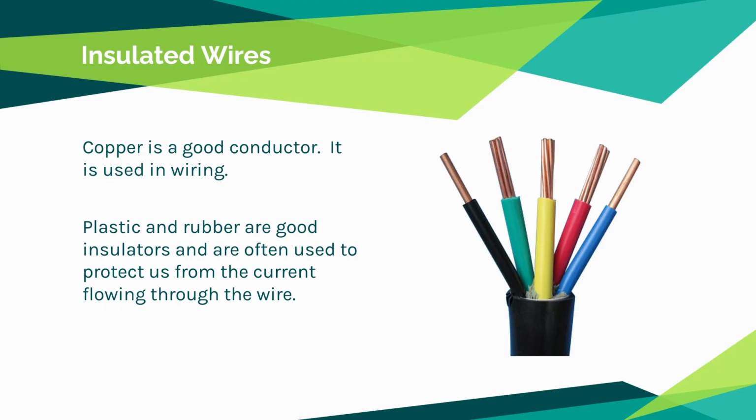Insulated wires. Copper is commonly used in wires because it's a very good conductor. Plastic or rubber is placed around the copper because those materials are good insulators. The conductor allows the current to move, and the insulator helps protect us from being shocked, or your house from being caught on fire.